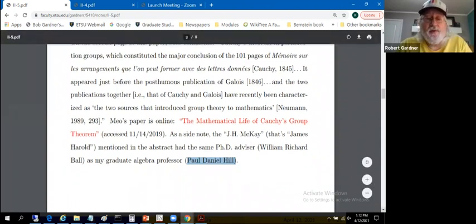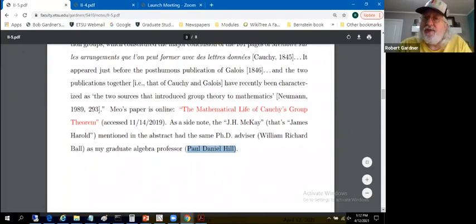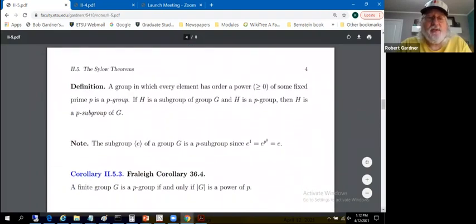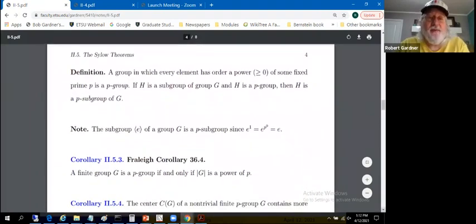But there's a little story on Cauchy's theorem. It's called Cauchy's theorem, even though Cauchy didn't present a correct proof of it. That's not unprecedented in the history of math.